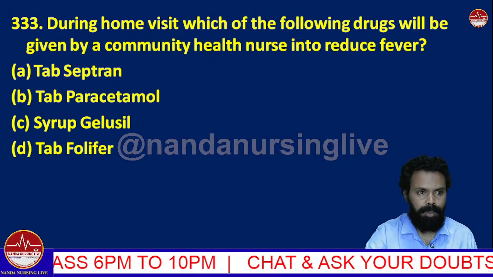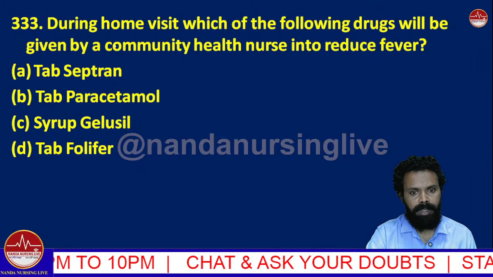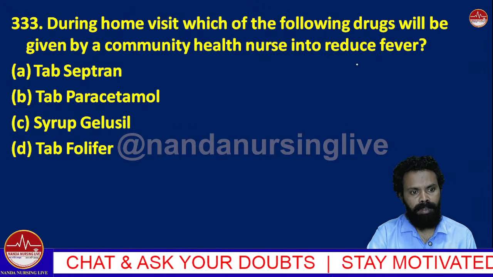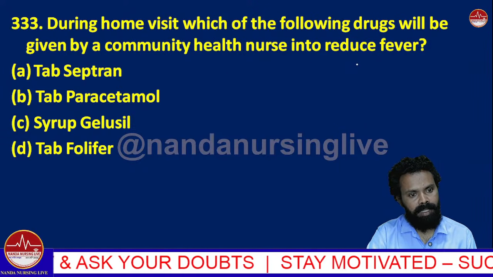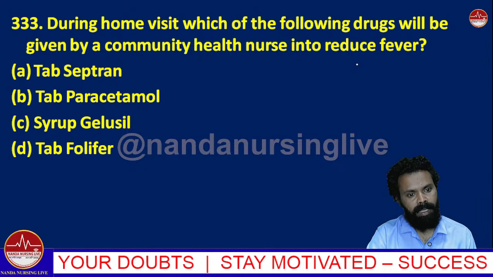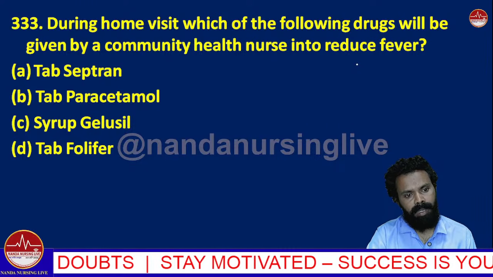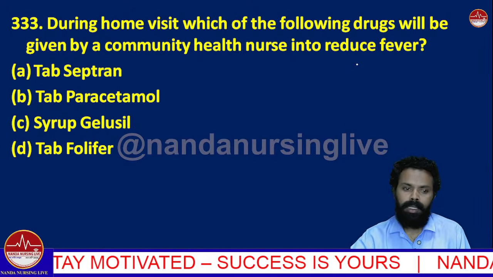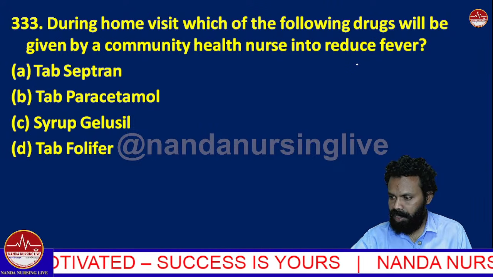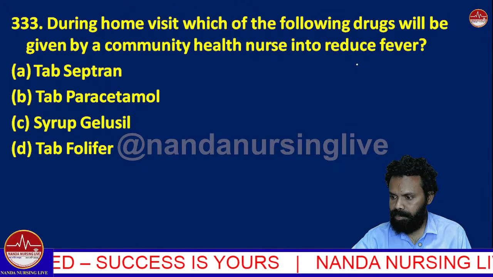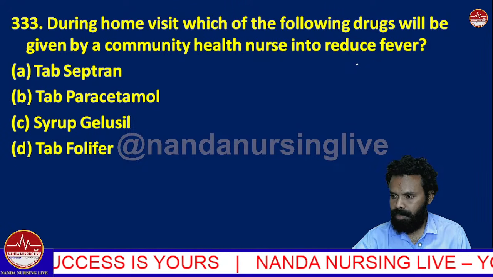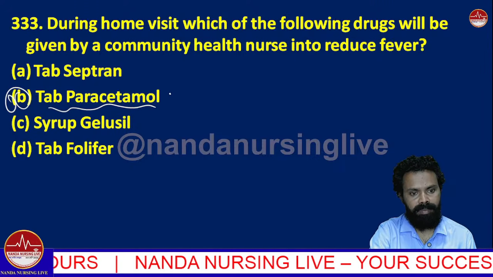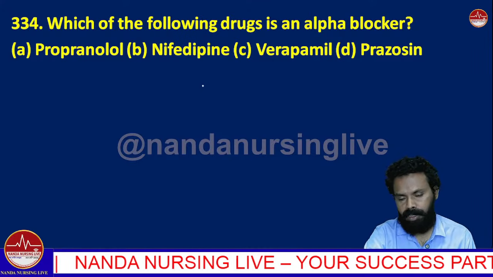Right. Next question, question number 333. During home visit, which of the following drugs will be given by community health nurse to reduce fever? Option A tablet Septran, option B tablet paracetamol, option C syrup Gelusil, option D tablet Folifair. So which option is the correct answer, beta? Option B is the correct answer, tablet paracetamol.